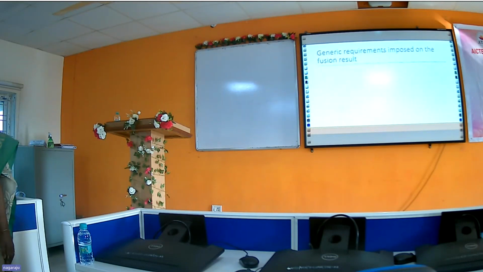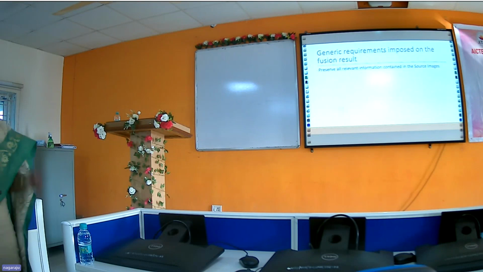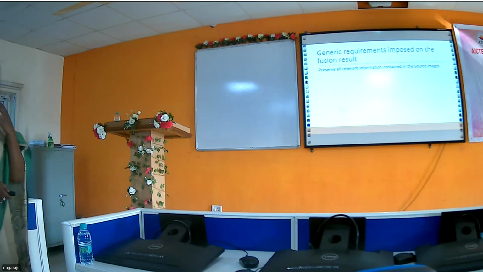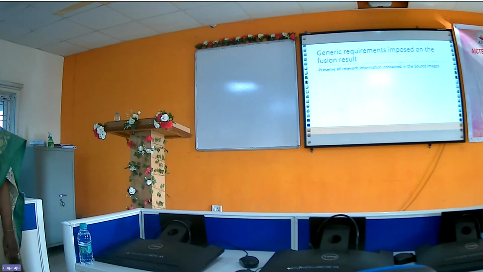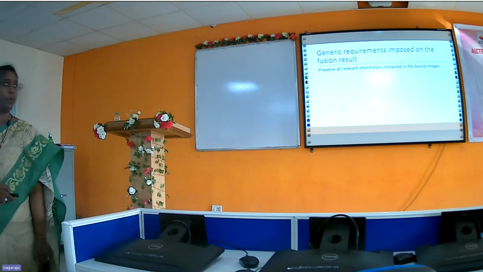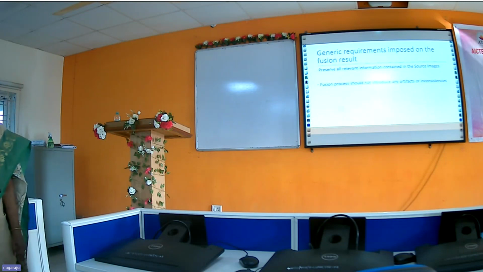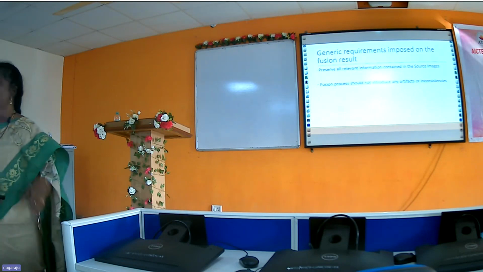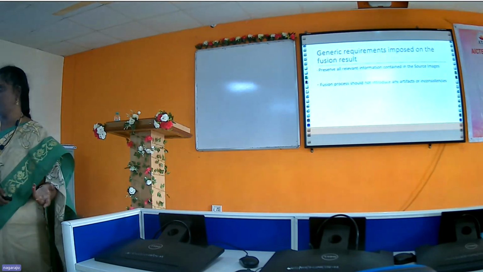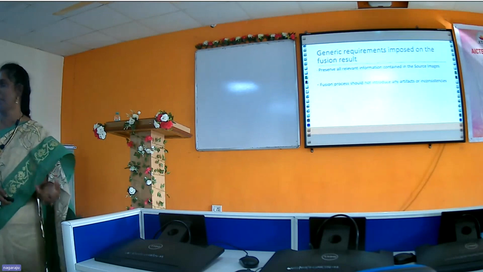Whenever I'm fusing, what are the general requirements imposed on the fusion result? To obtain a perfect fusion, what do I have to do? First, preserve all the relevant information contained in the source images. From the sensor, take the complete information you can. And the fusion process should not introduce any artifacts or inconsistency. By your methodology, don't introduce any extra information from your side. Grab what is there, but don't put extra information in.